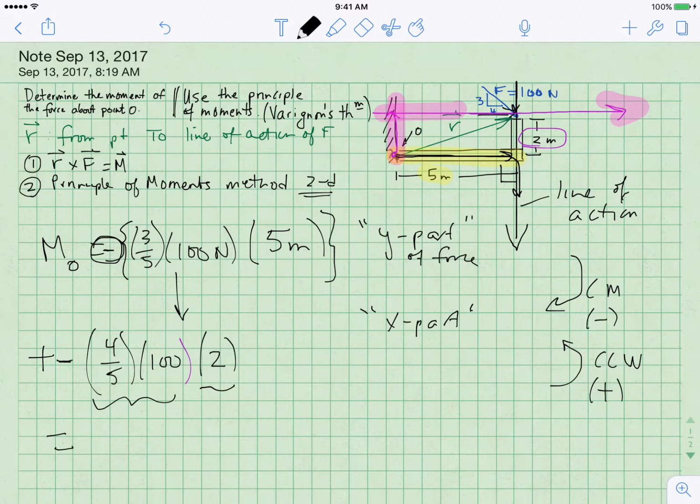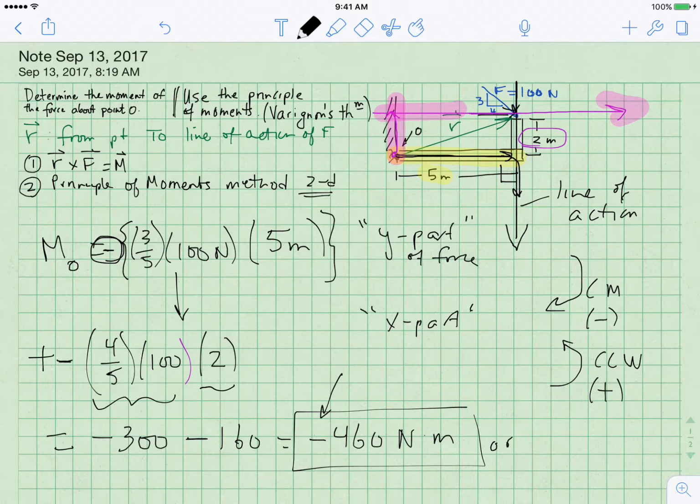It is a clockwise motion, and so we have a negative sign out in front of that. And so in summary, our moment is equal to minus 3/5 times 100 times 5, and that's going to equal minus 300. And then we have another negative piece, which is 4/5 times 100 times 2, and that is negative 160, which is equal to minus 460 Newton meters. Okay, that's our answer for this problem. This indicates its sign, or we can write that that is 460 Newton meters, and we can indicate its direction by writing a clockwise rotation right there.